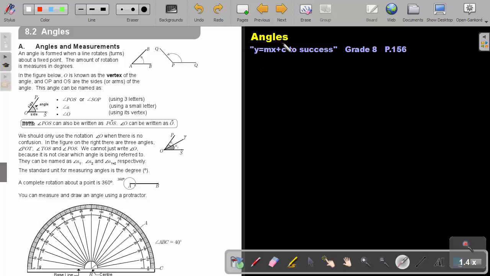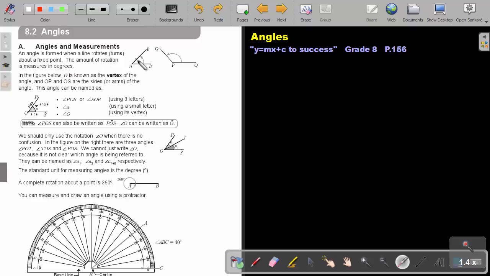Part 2, Angles. You will find this on page 156 in the Namibia Mathematics Grade 8 textbook, Y equals mx plus c to success. Angles and measurements. An angle is formed when a line rotates, turns about a fixed point. The amount of rotation is measured in degrees.